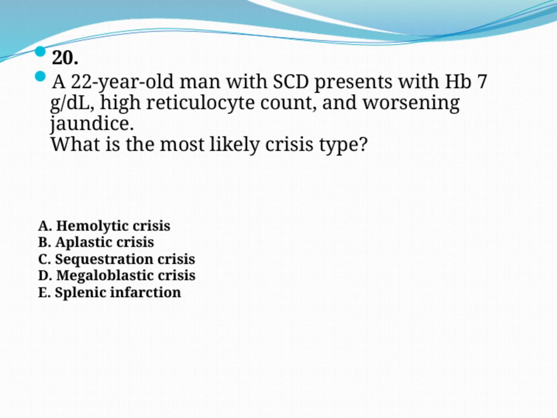It's important to understand that hemolytic crises are common in sickle cell disease because sickled cells tend to break apart easily. This is different from other crises, like aplastic crises, where the marrow's production drops, or sequestration crises, where blood pools abnormally in the spleen. So in this case, the key features, low hemoglobin, high reticulocytes, and jaundice, are classic signs pointing toward a hemolytic crisis. Recognizing these signs helps us provide the right management and understand the disease process better.